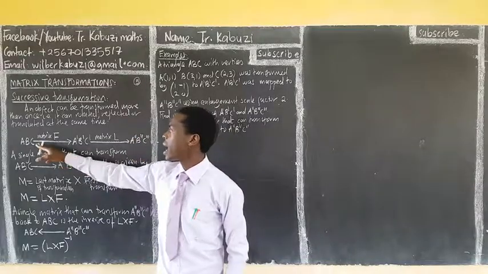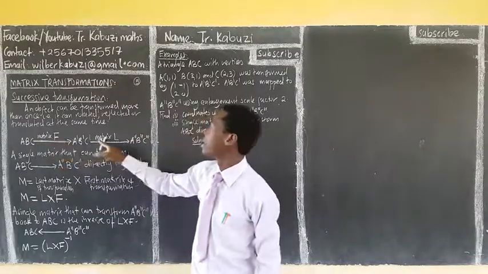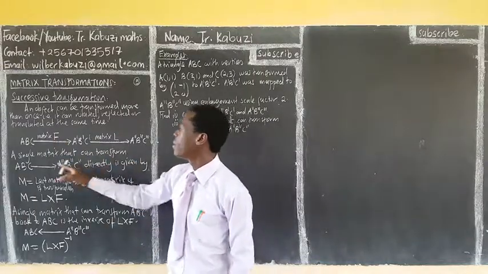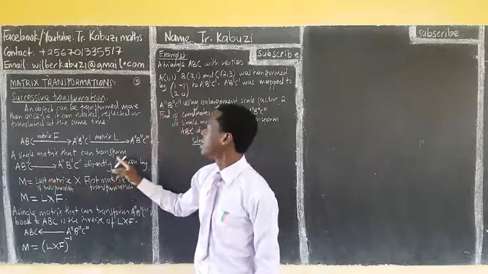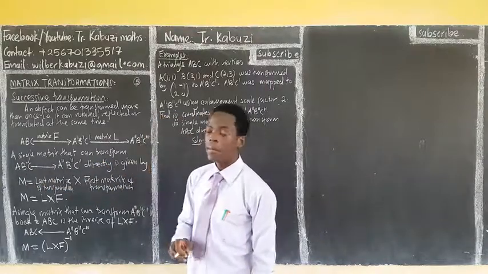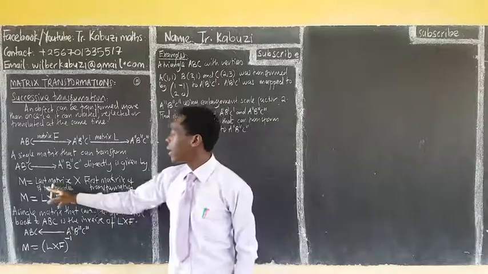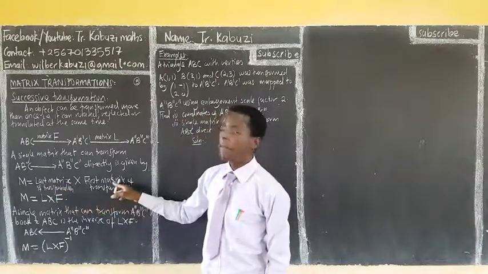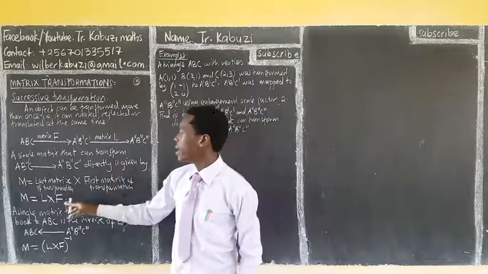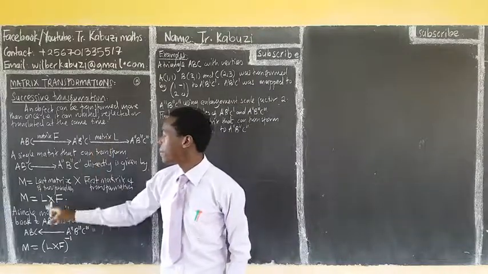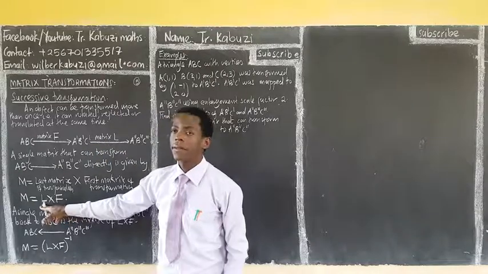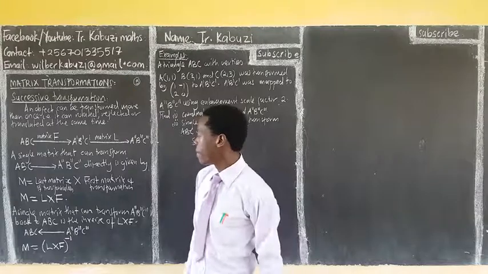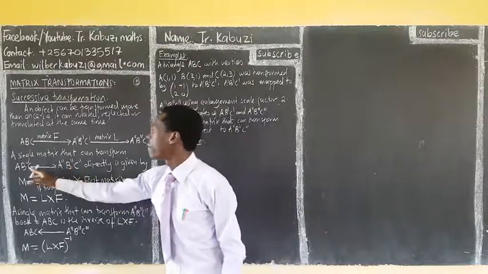Assuming this matrix here was F, the first matrix, and this matrix was L, the last matrix, a single matrix that can transform A, B, C directly to A double prime, B double prime, C double prime is given by the last matrix you used times the first matrix you used. That's why I say the last times the first. L is for last, F is for first. That's how you go from here to here.